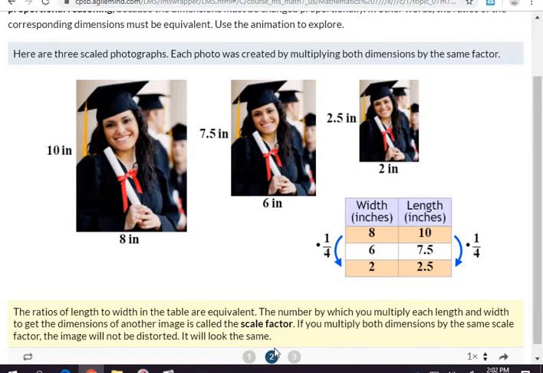When you're multiplying something by the same number on both sides of this table, that's called a scale factor. Scale factors keep things proportional. So that's important to note. Scale factors keep things proportional. If I multiplied the width by 2 and the length by 3, is the picture going to be proportional? Did I multiply by the same number? No, it's not going to be proportional.